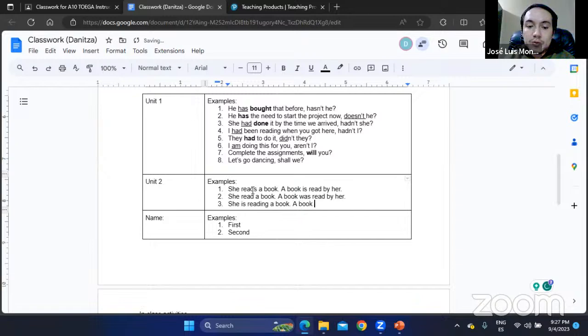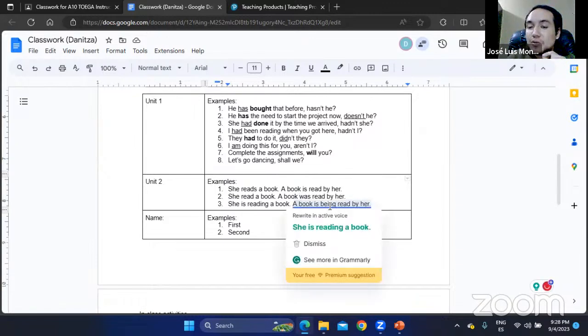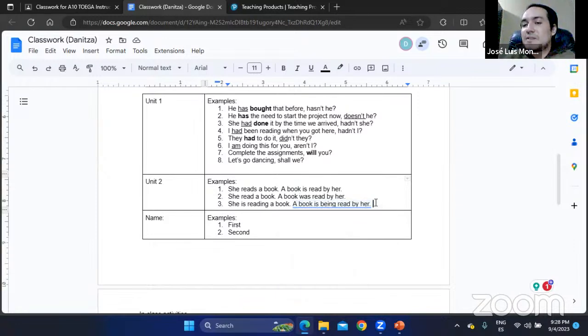So here, a book, this is present continuous. So is the verb to be in the continuous form, and then the main verb in the past participle. All right, by her. Always like that. The verb to be is the one that is going to be conjugated. Of course, here they want to correct this to she's reading a book, because it doesn't make sense to say a simple sentence like this in passive voice. This is only for example.